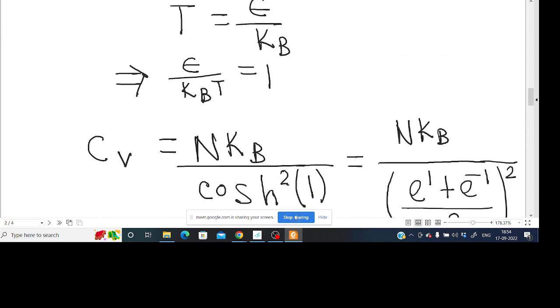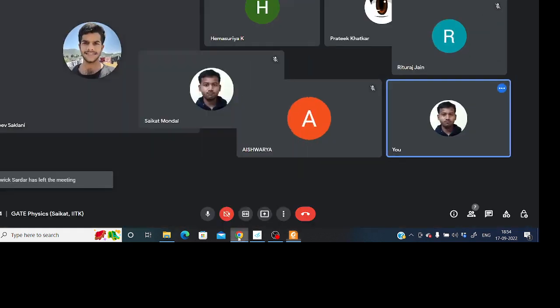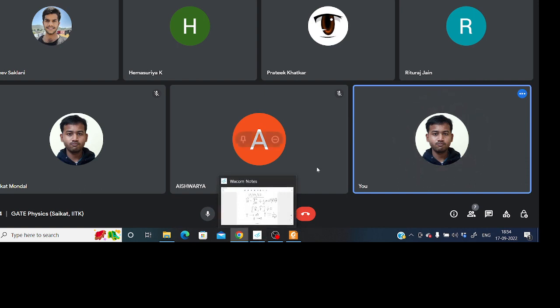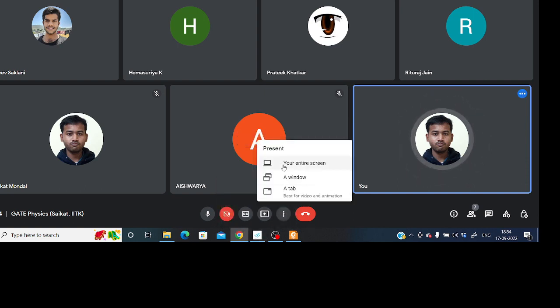Now I'll show you the derivation of this. Average energy is equal to minus del beta of log Z, and also Zn is equal to Z1 to the power n. Let me share the screen again.